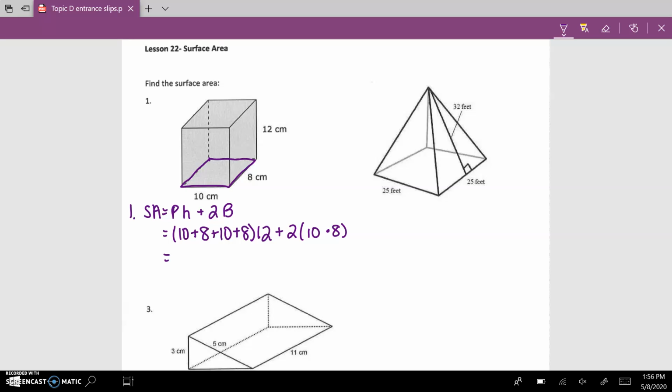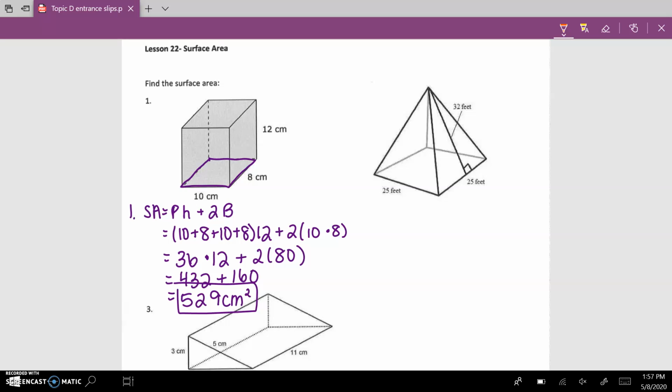So when I do some simplifying, I get 36 times 12 plus 2 times 80. So I'd get 432 plus 160, which in the end would give me 592, and I'm in centimeters squared. So that one is for number one.